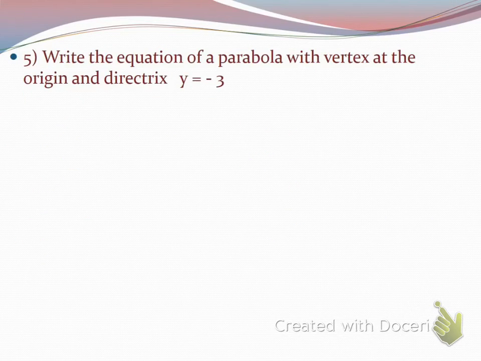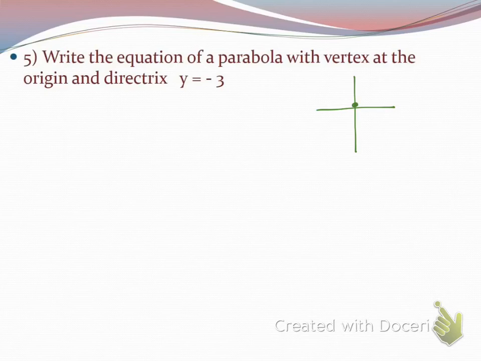Now I tell you some information, you write the equation for me. And the key with all these is to get a visual. Write the equation of a parabola with vertex at the origin and the directrix is y equals -3. So let's get a visual of what we know. Here's my xy axis, right? Its vertex is at the origin.